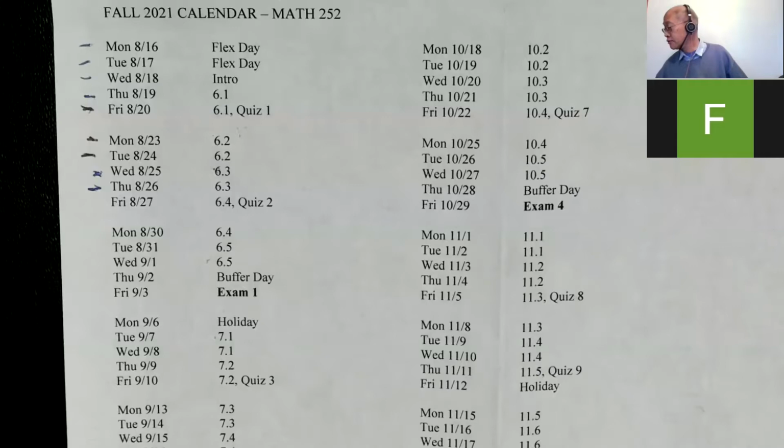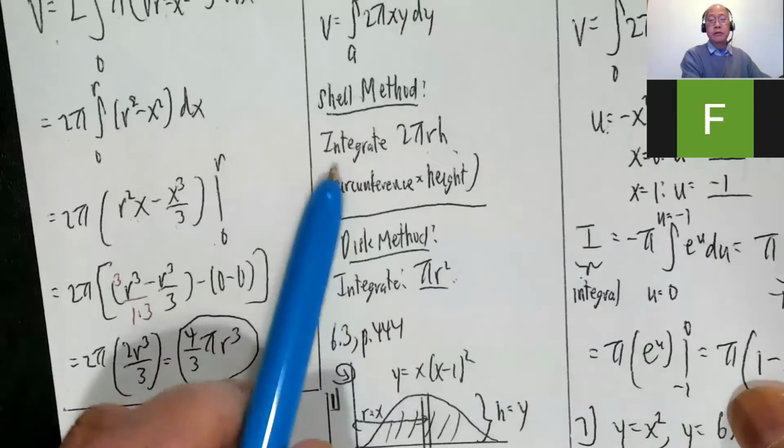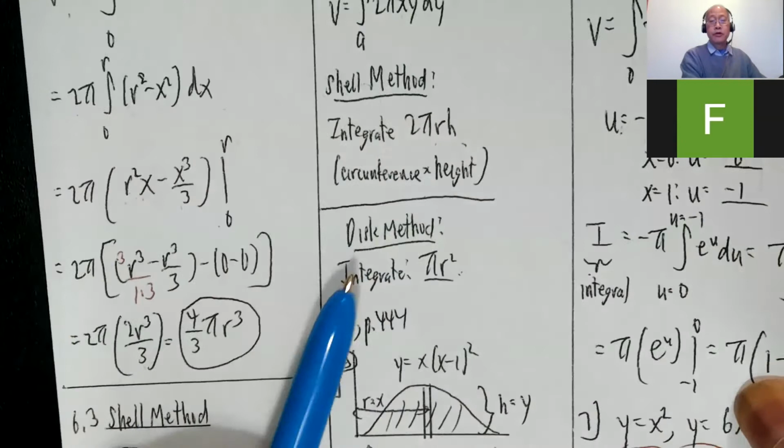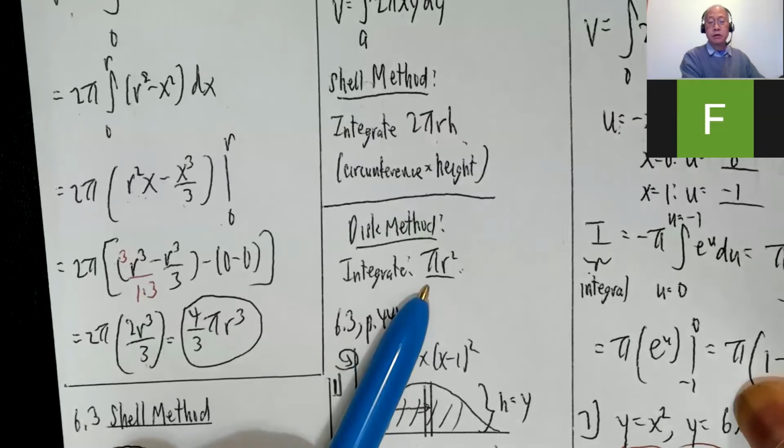So a reminder where we were. We have the shell method: you're basically integrating 2 pi r h, circumference times the height. For the disk method, you're integrating pi r squared. So those are things to keep in mind.